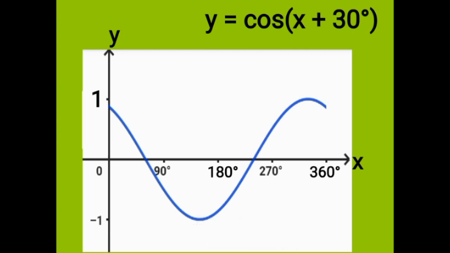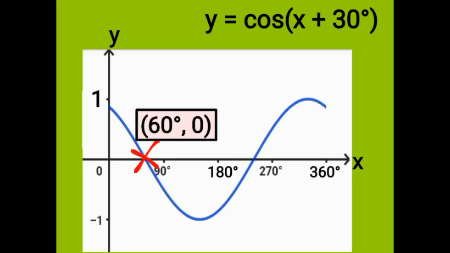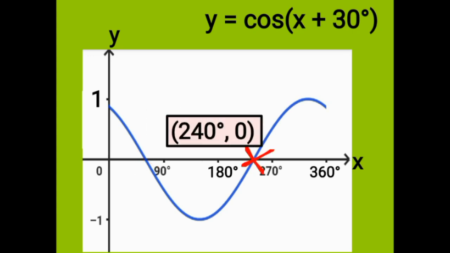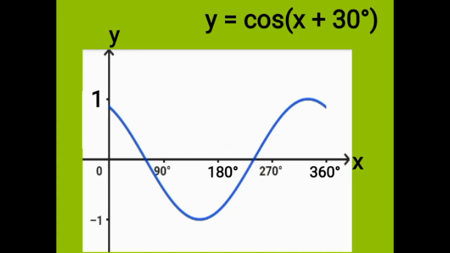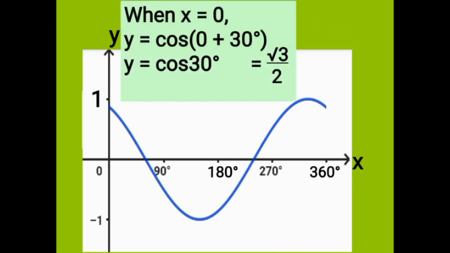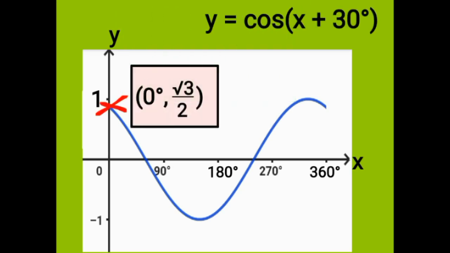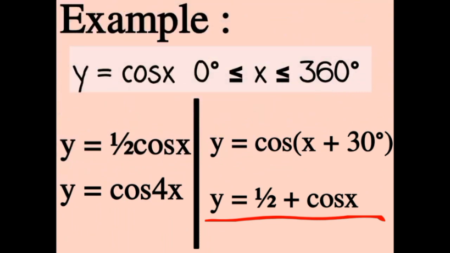The graph y equals cos (x plus 30 degrees) now crosses the x-axis at the coordinates 60 degrees, 0 and at 240 degrees, 0. The graph crosses the y-axis when x equals 0. So when x equals 0, y equals cos 30 degrees equals square root 3 over 2. So the graph y equals cos (x plus 30 degrees) crosses the y-axis at 0 degrees, square root 3 over 2. Y equals 1/2 plus cos x.